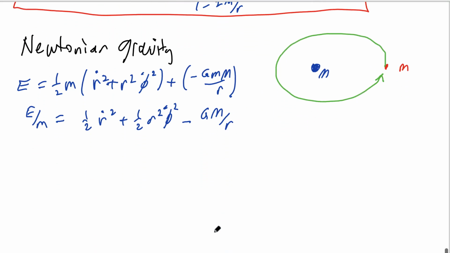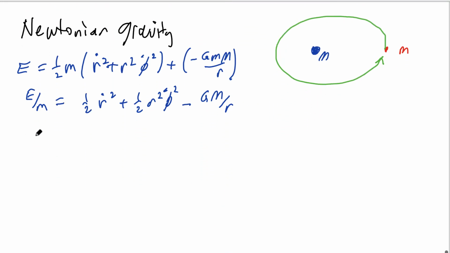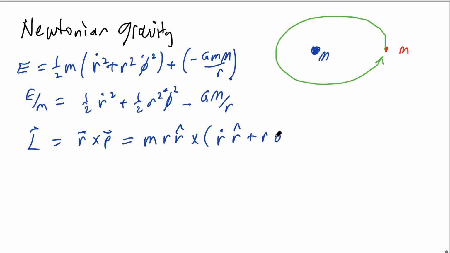Now another first integral of the equations of motion comes from angular momentum conservation. And angular momentum is, of course, r cross p. So p is mass times velocity. r is r hat, that's the r vector, cross the velocity vector, which is r dot in the r hat direction plus r phi dot in the phi hat direction. Of course, r hat cross r hat gives 0. So this is just m r squared phi dot times r hat cross phi hat. So that's in the z hat direction if we're using cylindrical coordinates.